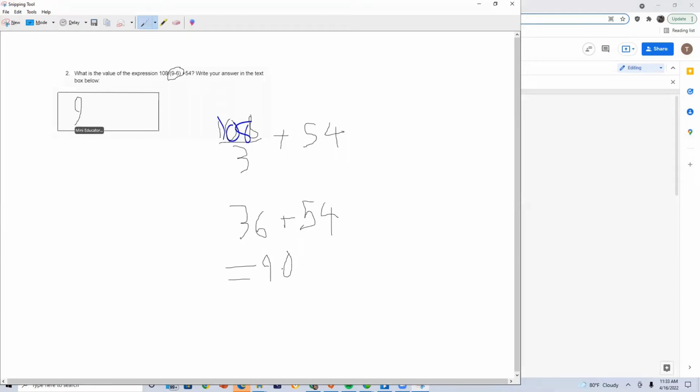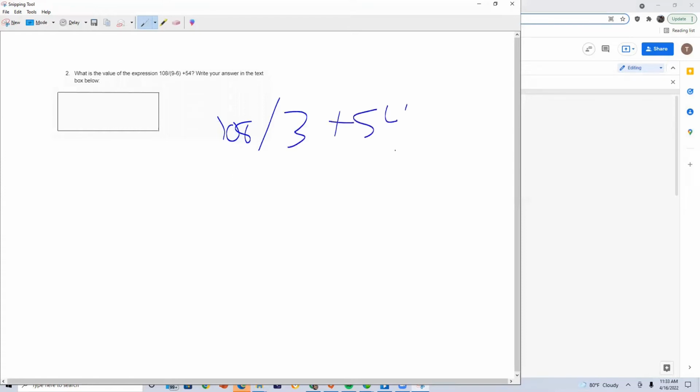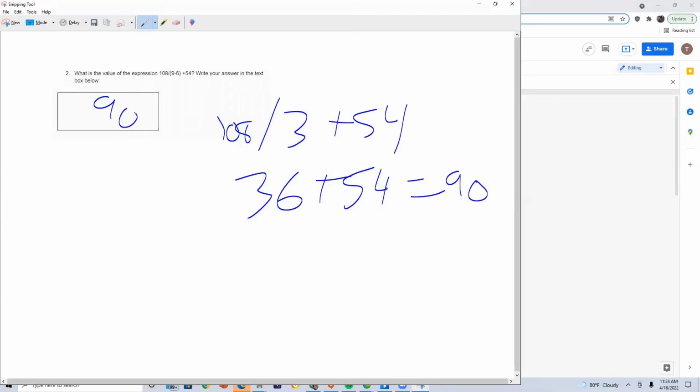Points right there. You just got your points. You got that question. But yeah, remember, 9 minus 6, you do 9 minus 6 first. This equation could also look like 108 divided by 3 plus 54. So first we do these, 36 plus 54, and then we'll get 90. Yep, easy question right there.